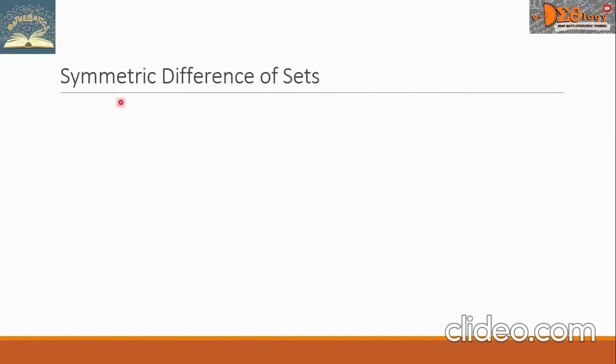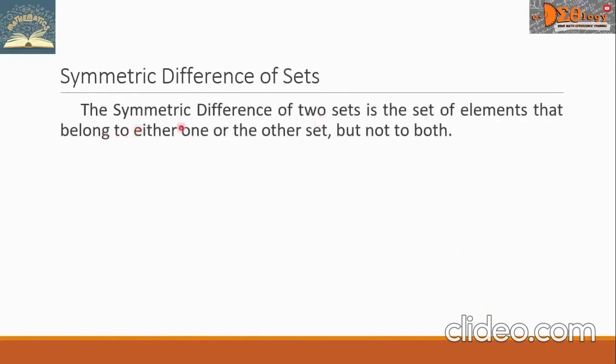Let us now discuss symmetric difference of sets. The symmetric difference of two sets is the set of elements that belong to either one or the other set, but not to both. The symbol is A delta B. The elements are the variable x, such that x is an element of A, exclusive or x is an element of B.